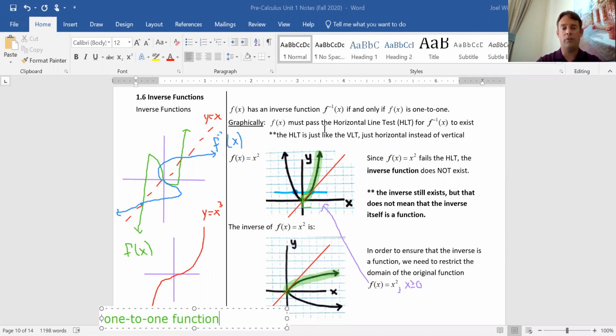So a 1-to-1 function is a function that passes the horizontal line test and the vertical line test. We don't have to restrict the domain on 1-to-1 functions. We only have to restrict the domain if it doesn't pass the horizontal line test. Okay. All right, so let's move on a little bit here.